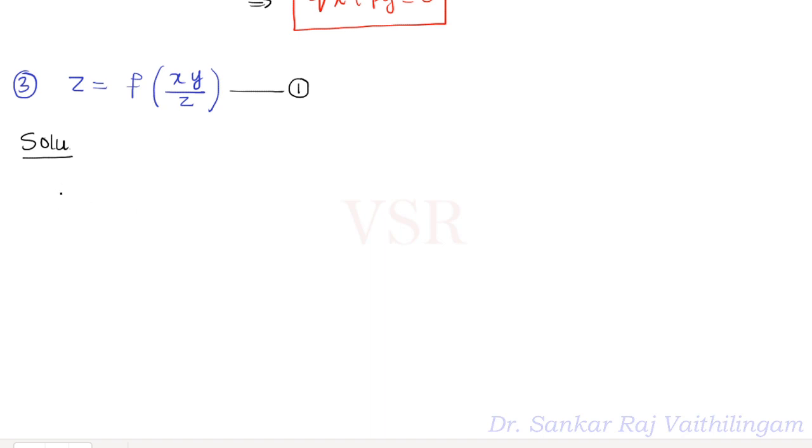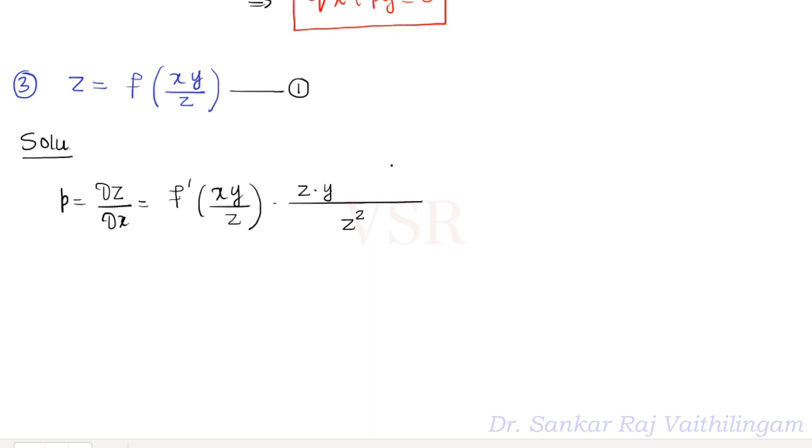Then p is equal to ∂z/∂x, so differentiating with respect to x, that is f dash of xy divided by z, into the derivative of this. Note that there is x on top and z below, and z is itself a function of x, so we differentiate using the quotient rule with z square in the denominator. Differentiating xy with respect to x, you will have y.